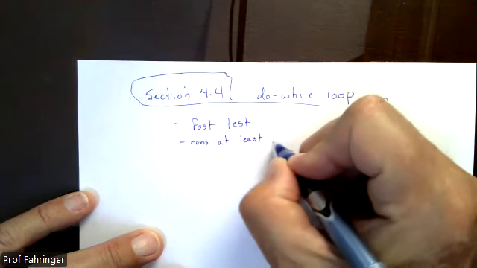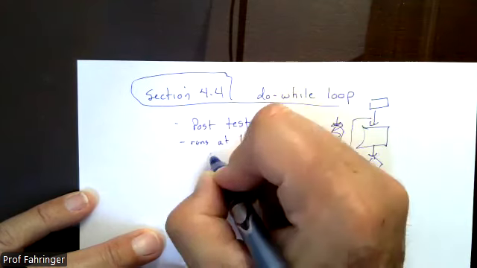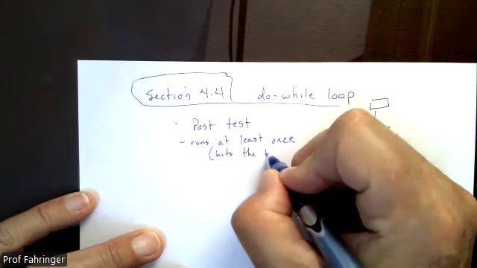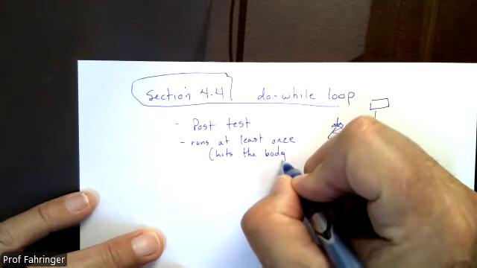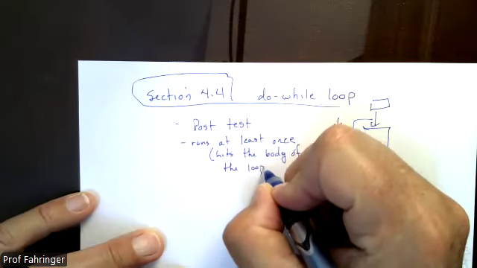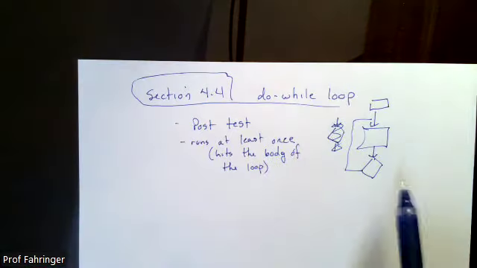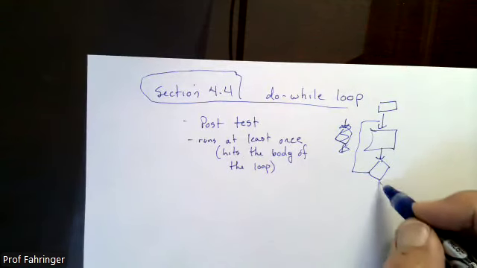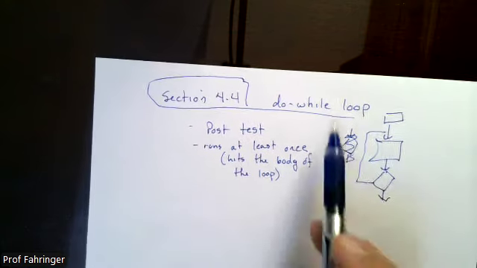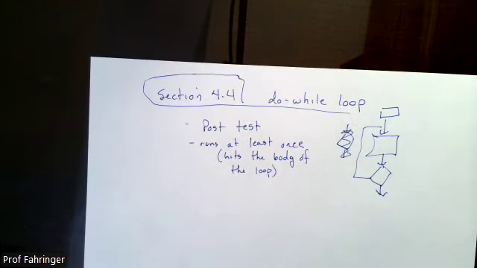What do I mean by run? It hits the body of the loop. It's going to hit this body at least once before I decide, do I do it again or move on? And how do I do it? I do it with this thing called a do while loop.